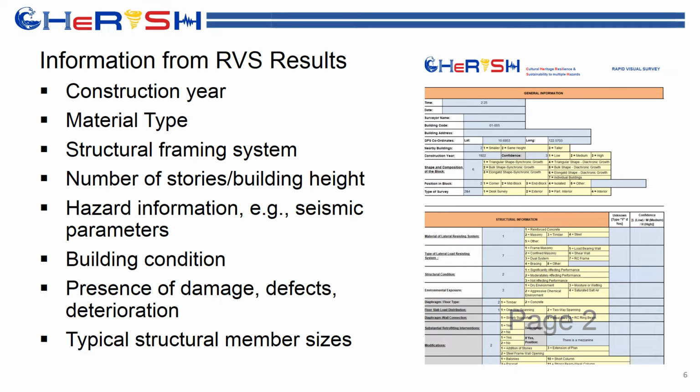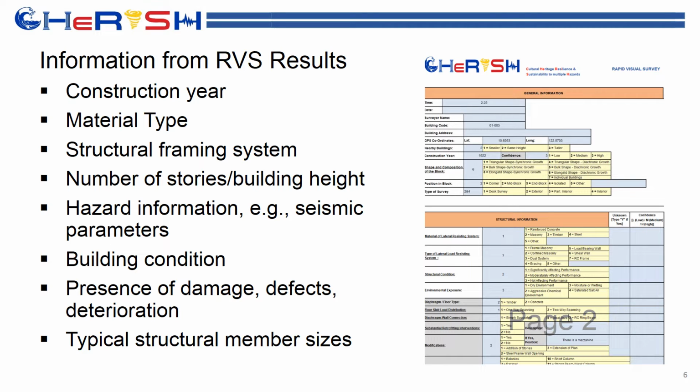If we look at the information that is provided in our RVS results, this would include the following. We have the construction year, the material type, and the structural framing system, which are also noted in this RVS form, the number of stories and building height, hazard information, the seismic parameters, the building condition, and of course, for the RVS that was conducted for Iloilo, the presence of damage, defects, and deterioration are noted. And in some cases, we were able to note the typical structural member sizes.